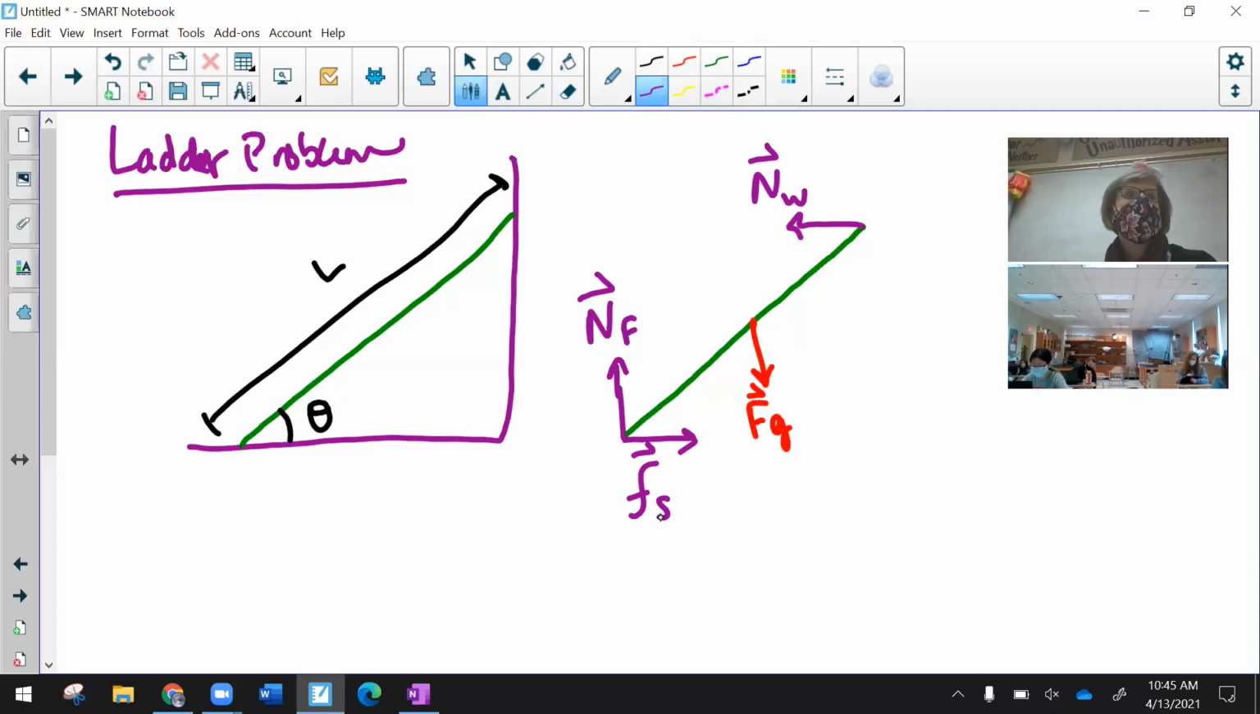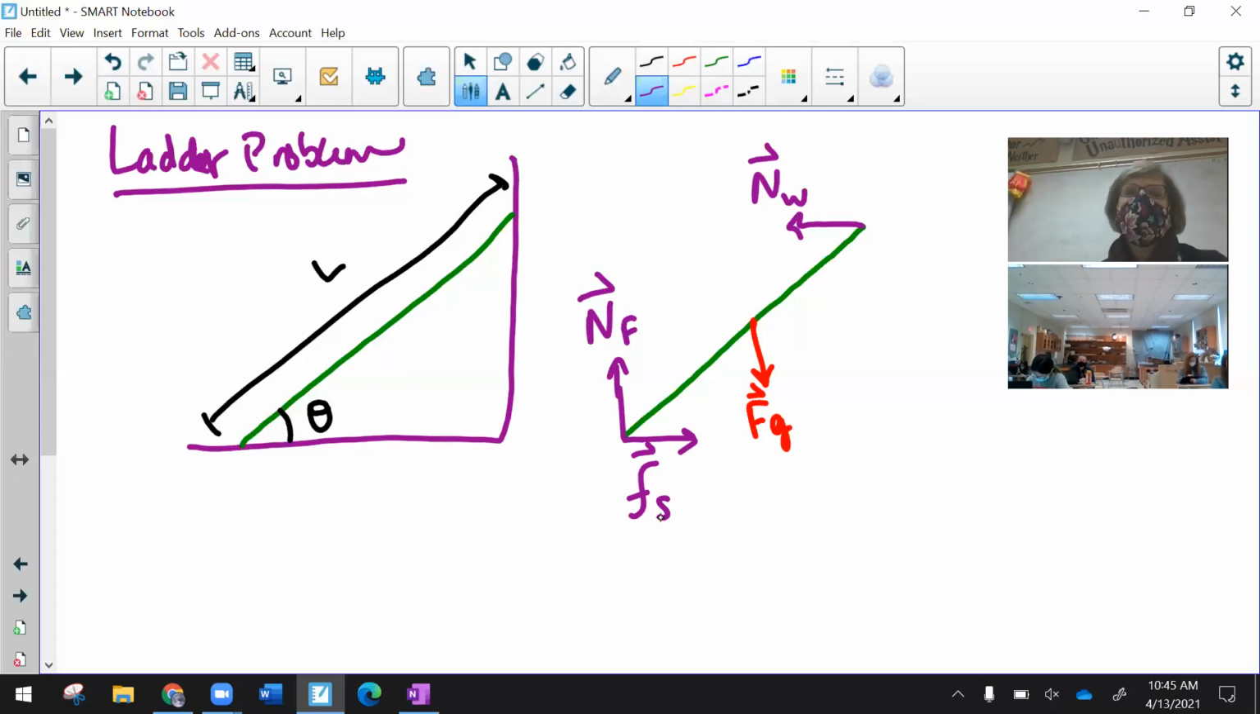I was just wondering why there isn't a friction force in the wall. Because we are told specifically in the problem that the wall is frictionless. In the real world, yes, there could be a friction force there, but it'll make the problem more complicated than you can probably handle. Okay.